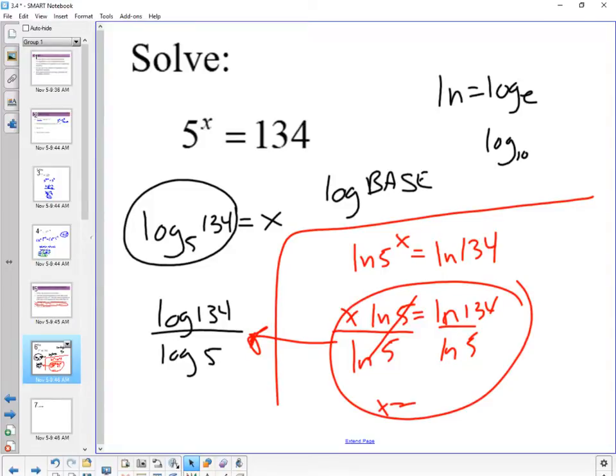Every one of those methods, yeah, because that is what that's worth. I mean, x would have to be approximately 3.04 in order to make this true. Make sense?